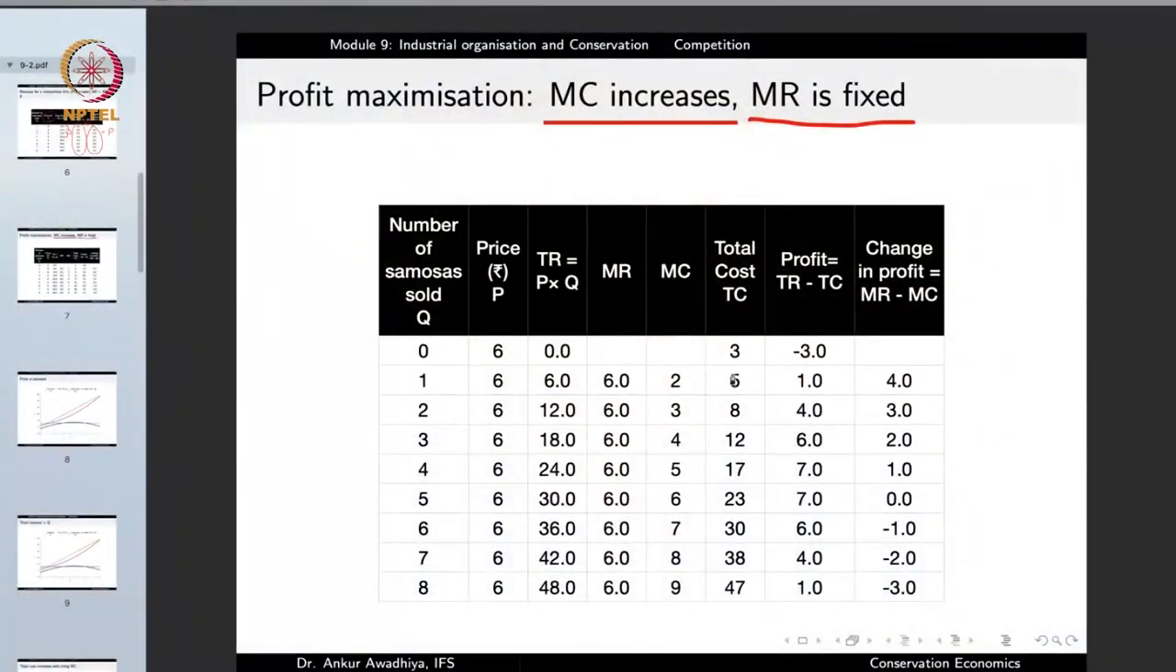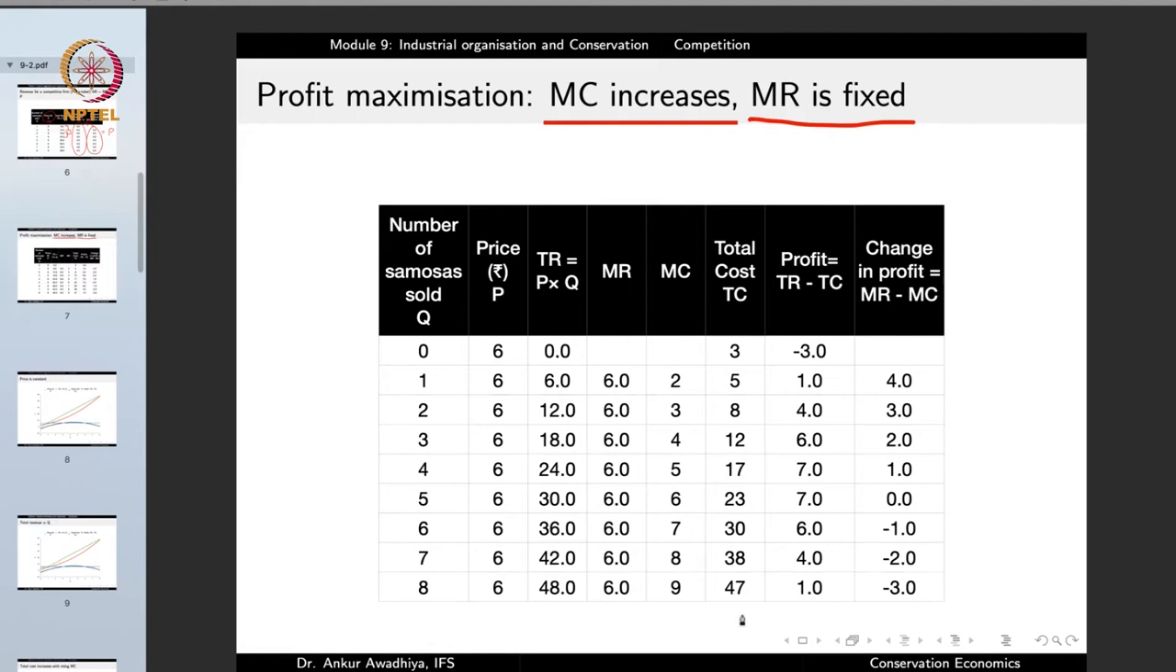So the total cost for this point is 2 plus 3 is 5. For this cell, it will be 3 plus 5 is 8. For this cell, it is 4 plus 8 is 12. For this cell, it is 5 plus 12 is 17, and so on. So this is the column for the total cost.